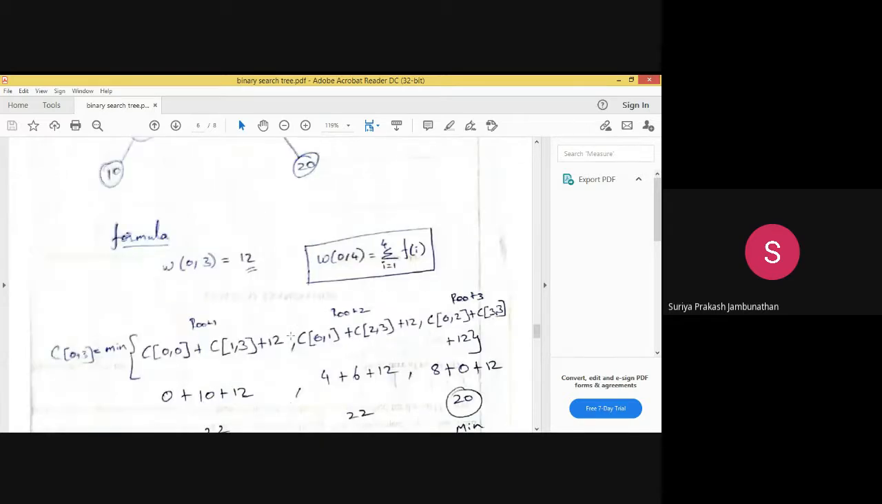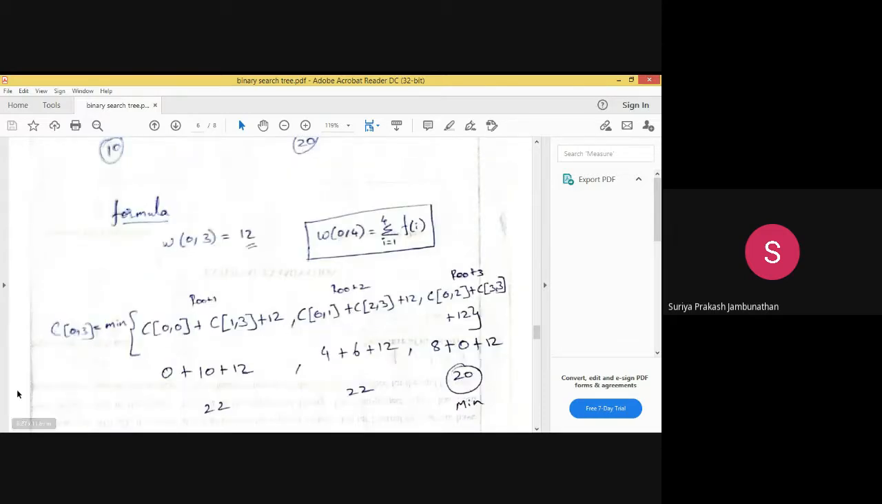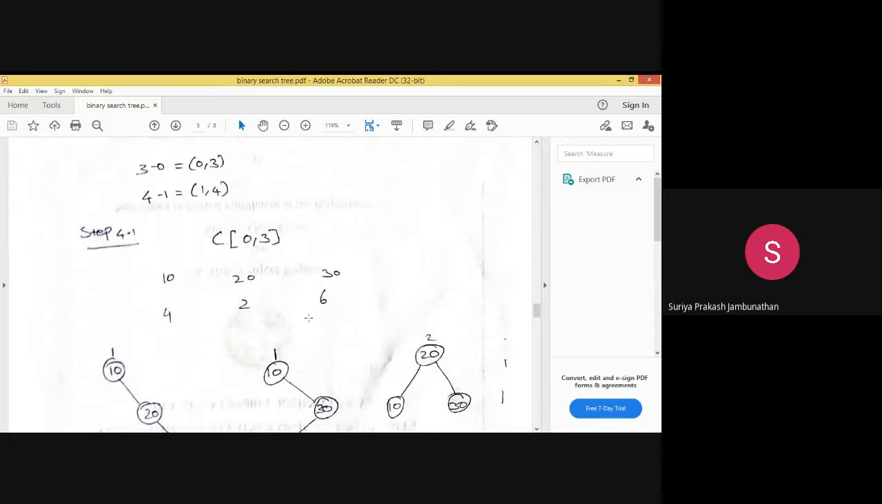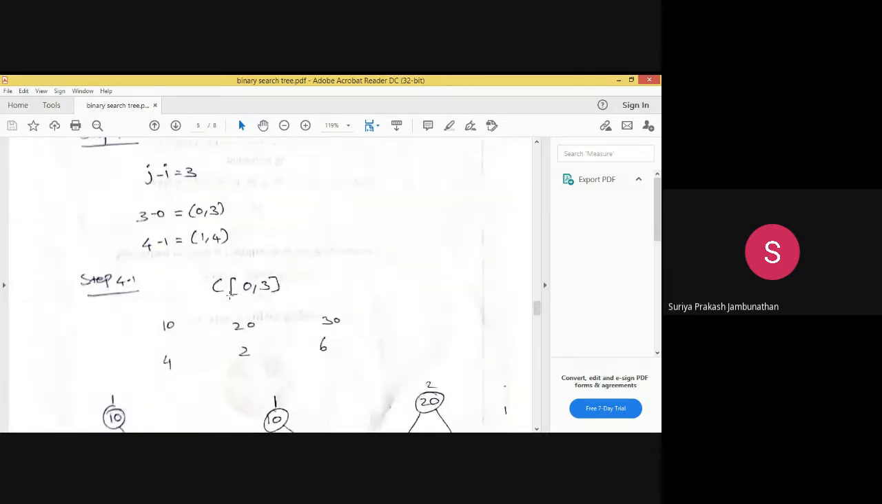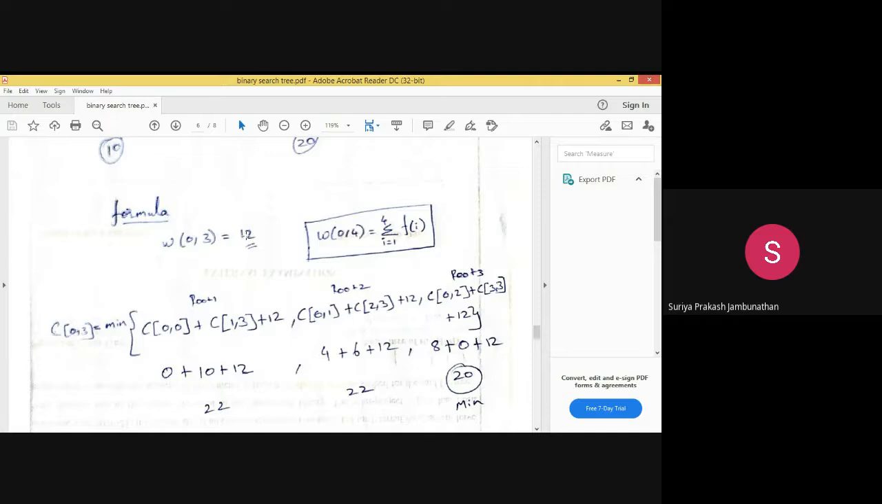So here in step 4, the first thing we are taking is 0 comma 3. So for 0 comma 3 we identified W as 12. How did we identify 12? We calculate the entire frequency: 6 plus 4 plus 2, that is 12. The frequency for C of 0 comma 3, W of 0 comma 3, is 12. When we identify W of 0 comma 3, we have to sum the frequencies. The frequency sum is 12 for W of 0 comma 3. So we calculated 12.